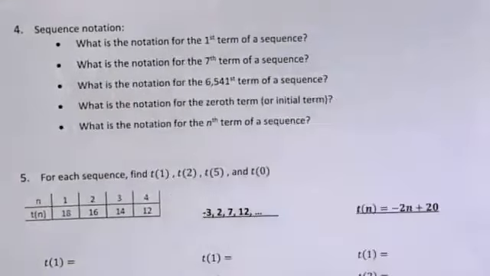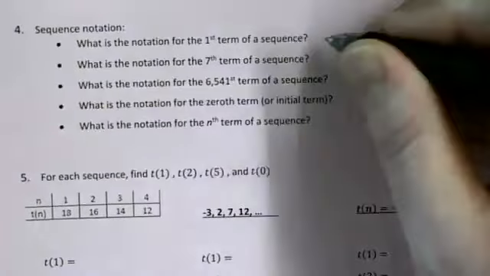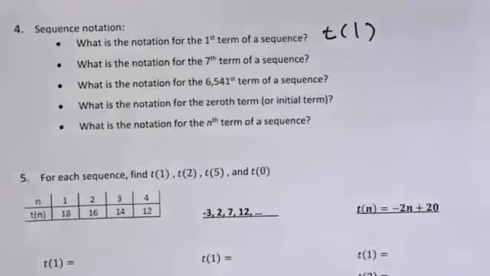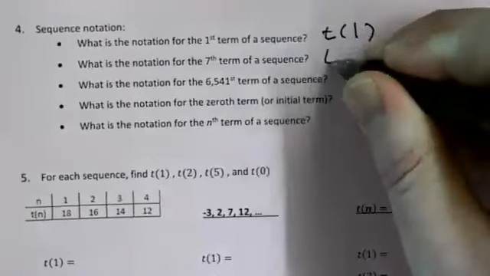So the notation for the first term of a sequence, we talked about this T notation. If it's the first term, then we would want a 1 in the parentheses. So T1 is the notation for the first term. So what's the 7th term going to be? T7.